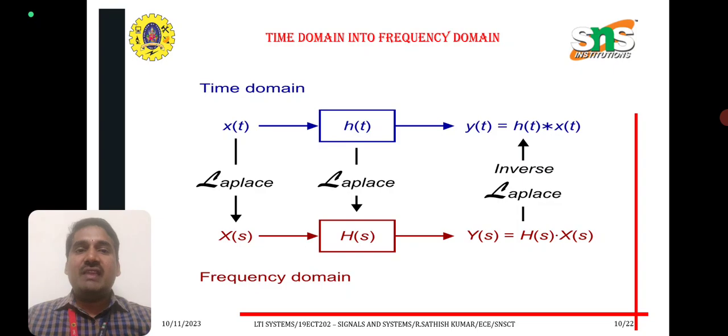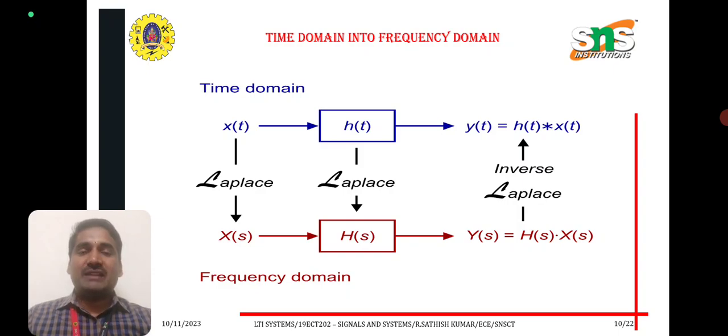When we apply the Laplace transform to x of t, it produces X of s. In terms of h of t and H of s, the output y of t is equal to h of t convolved with x of t. By applying the Laplace transform, Y of s is equal to H of s into X of s.